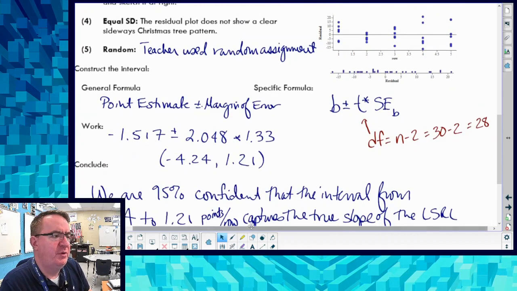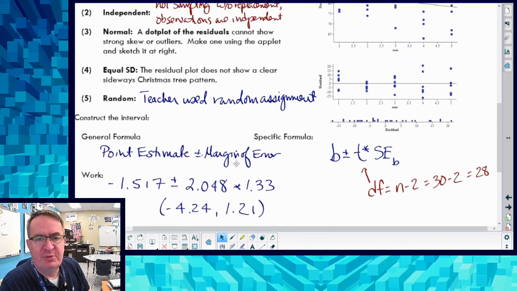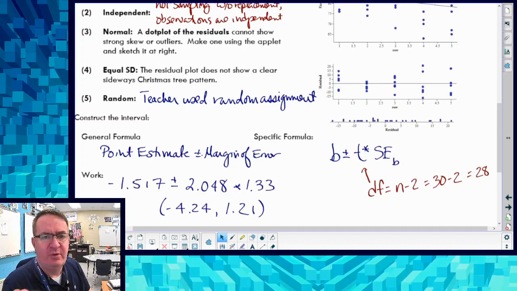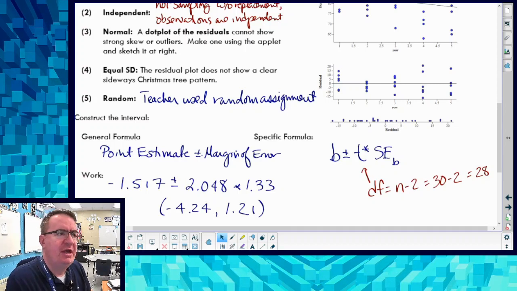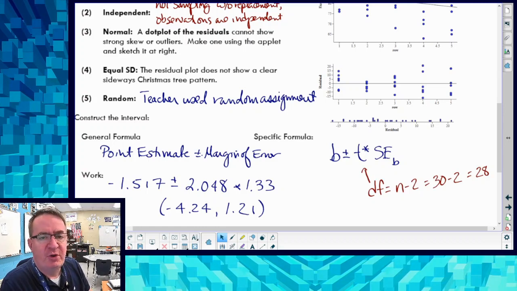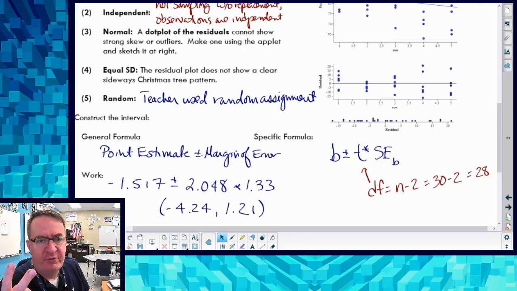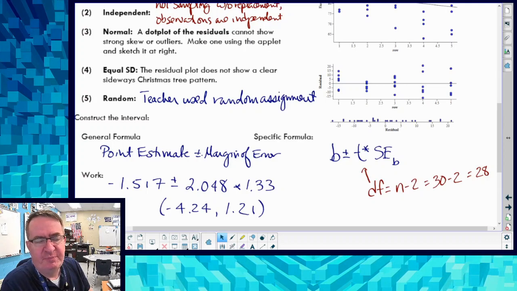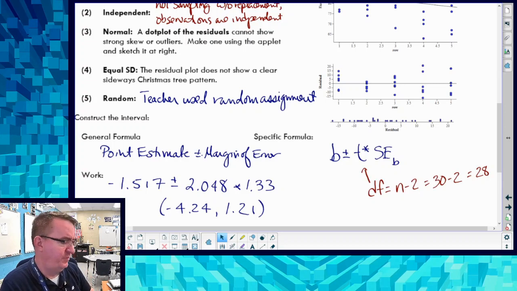To construct the interval, as usual, we've got the point estimate plus or minus the margin of error. We're going to use b because we're looking for slope. We're going to use t star because we're not doing proportions, which would be z. And then we're going to use the standard error for b. That will also be given to you, if you remember from yesterday. For degrees of freedom, we're going to go n minus 2. We've got two variables, so we peel it back from there. At least that's how I always remember it. And then you're just going to plug stuff in.